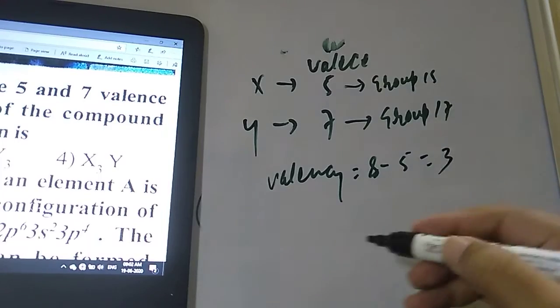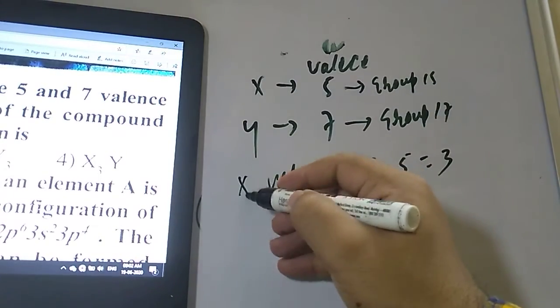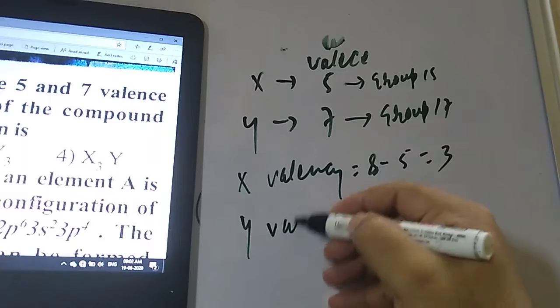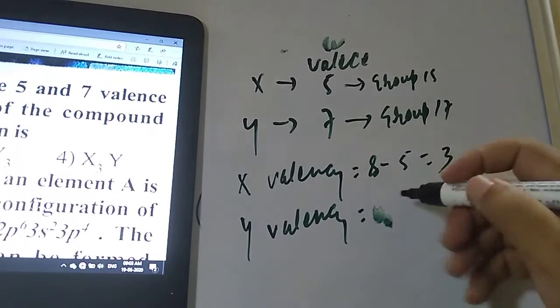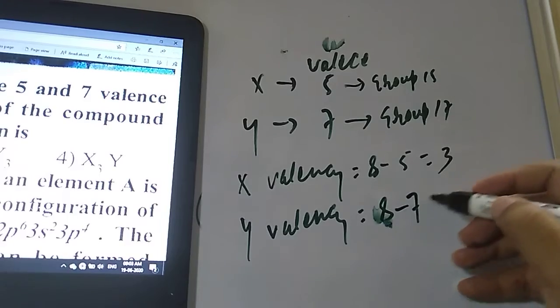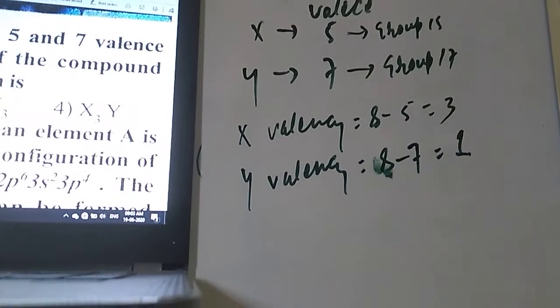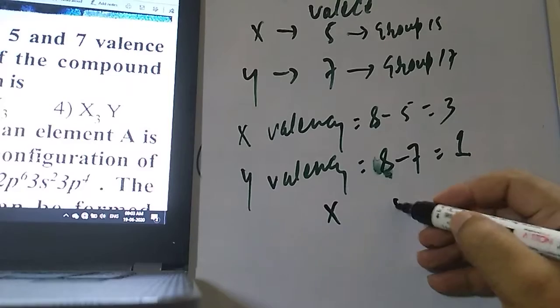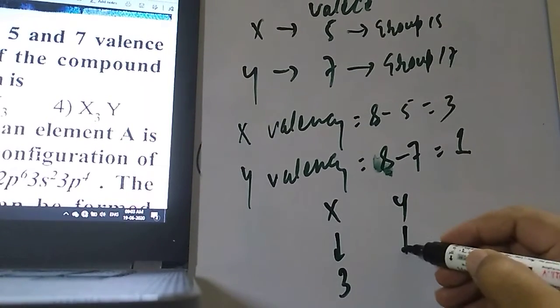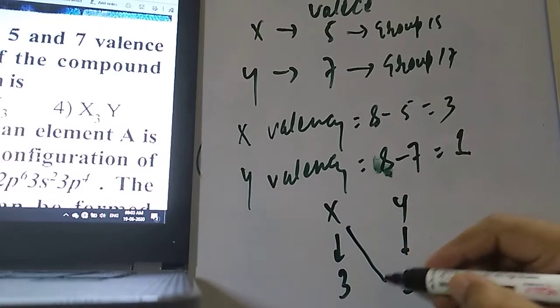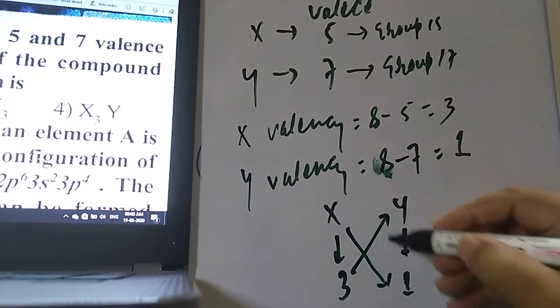So how many? 3. And for Y, when you are calculating the valency, 8 minus 7, octet minus 7. How much is it coming? 1. Now they are asking for the formula. So XY is the compound. X valency you are getting 3 and Y valency you are getting 1. So now you cross multiply, students, to get the formula, the crisscross method.